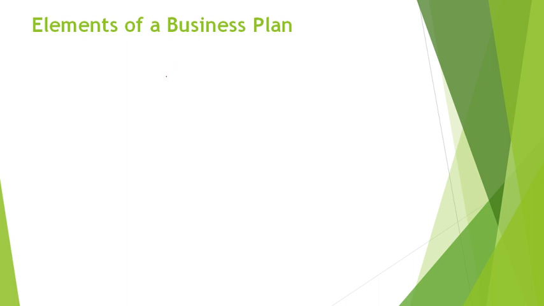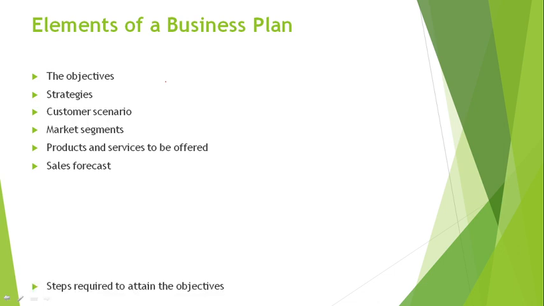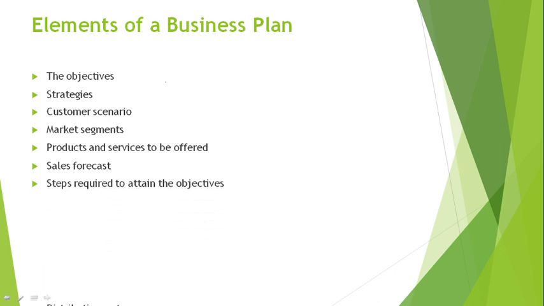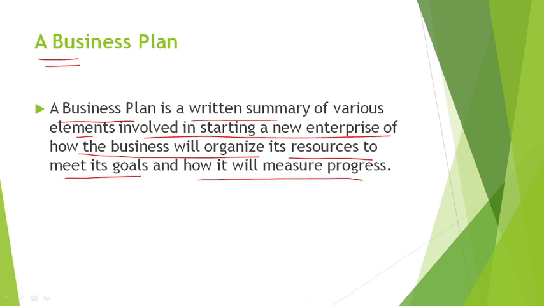Now, what are the elements of a business plan? The objectives, strategies, customer scenario, market segments, products and services to be offered, sales forecast, steps required to attain the objectives, distribution system, promotional activities, pricing decisions. So, what exactly is a business plan? A business plan is nothing but a written summary of various elements involved in starting a new enterprise, of how the business will organize its resources to meet its goals and how it will measure progress.